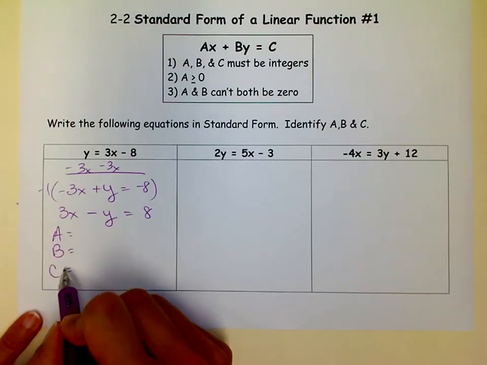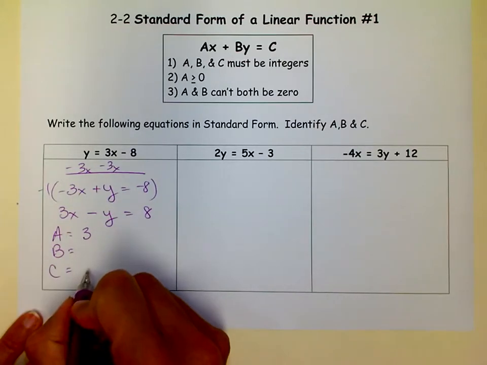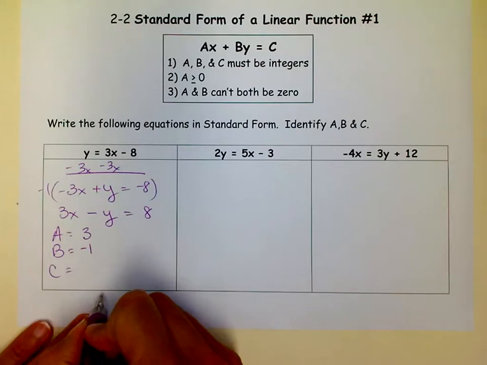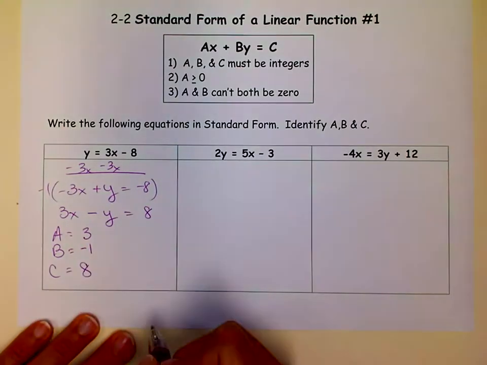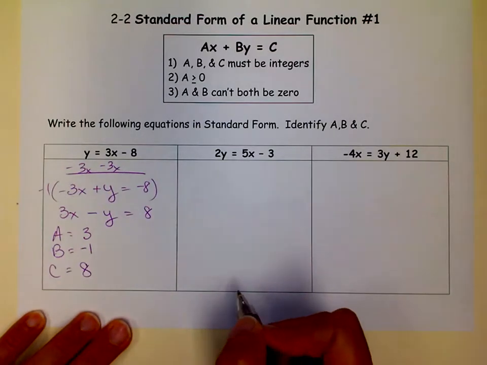Then it wants to know what a is, what b is, what c is. Here's where we are identifying a, b, and c. Remember, a is the coefficient, or the number in front of the x. B is the coefficient in front of y. And c is our constant, or number. Okay, that one's done. Let's go to the next one.